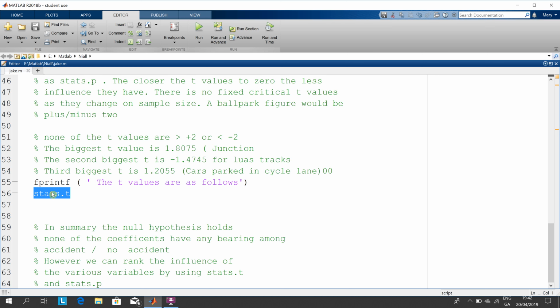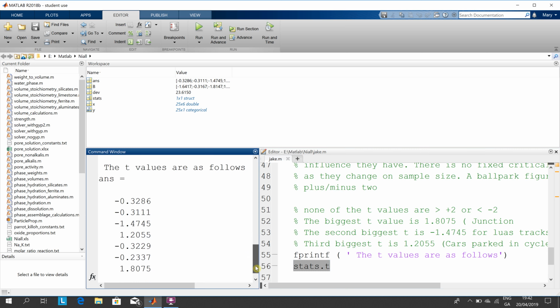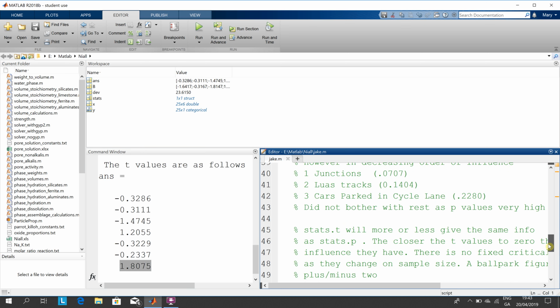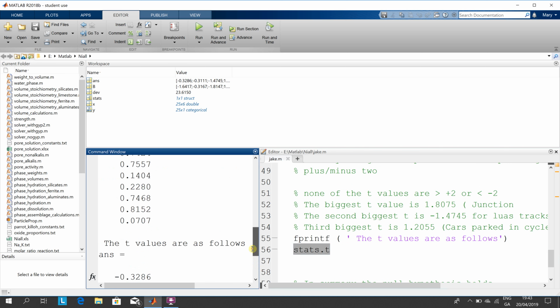So when we ran it, there's all our t values. I just used 2 as a rough guide. So that's the 1.08075, which as far as I remember is the junction. Let me just remind myself. Yeah. It's close enough, but no cigar. And that's giving us the same answer here. 0.0707 is not 5%. It's not 0.05, but it's heading in that direction.